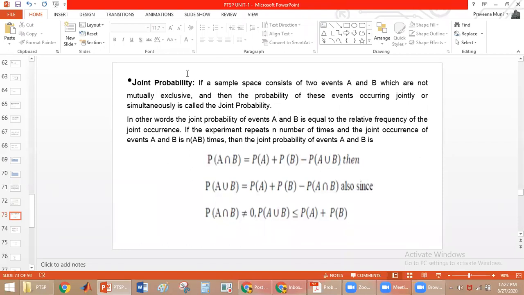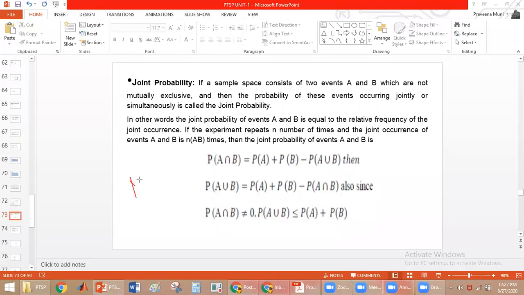Okay. Now we'll define what joint probability is. Joint probability is the probability of A intersection B. So this is called joint probability.